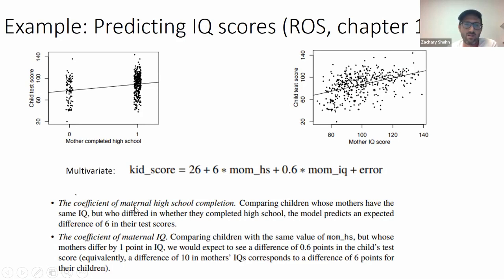So for example, take the coefficient of maternal high school completion, which is 6 here. If you compare children whose mothers have the same IQ, but who differed in whether they completed high school, then the model would predict an expected difference of 6 in their test scores. So it's a comparison between groups. Similarly, the coefficient for maternal IQ is comparing children whose mothers had the same high school completion value but who differ by 1 point in IQ. The expected difference in the kid's score is 0.6.